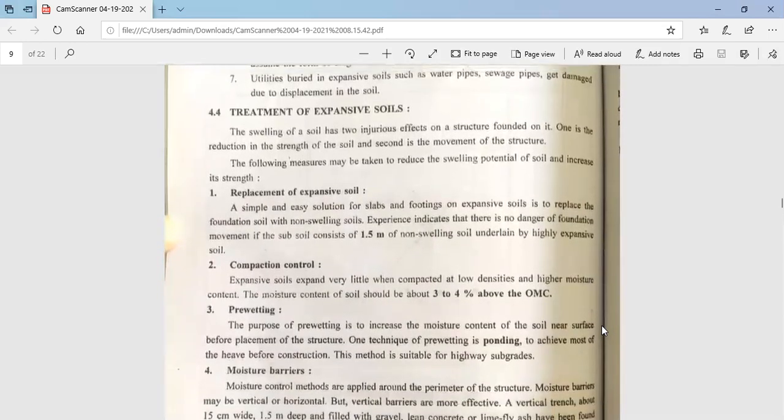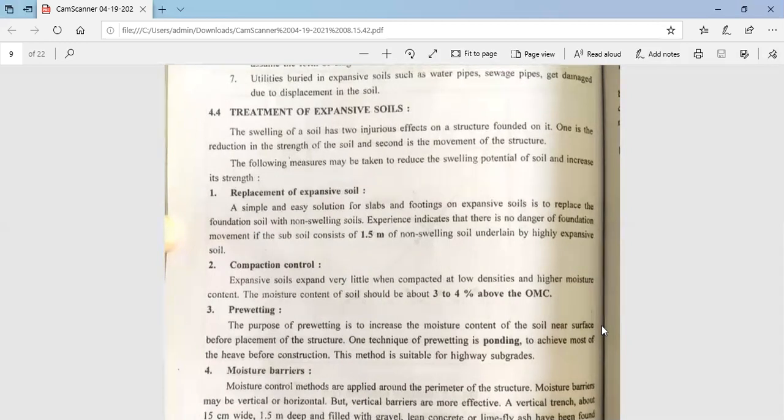So next is, what are the treatments of expansive soil? The swelling of a soil has two injurious effects on a structure founded on it. One is the reduction in the strength of the soil, and the second is the movement of the structure. So the following measures may be taken to reduce the swelling potential of the soil and increase its strength.